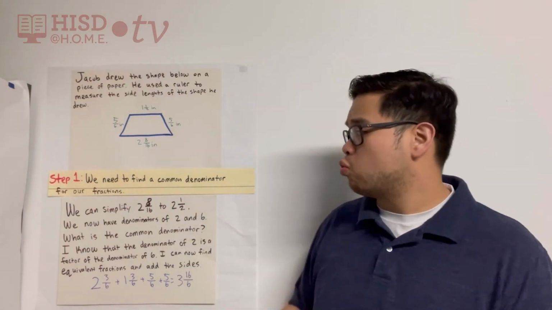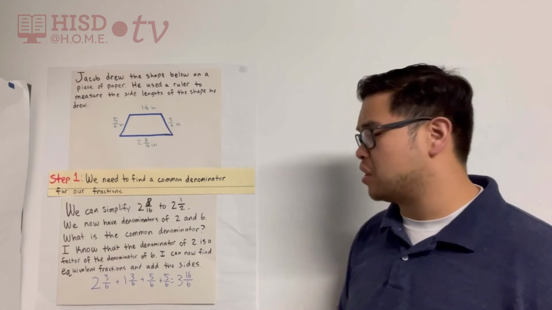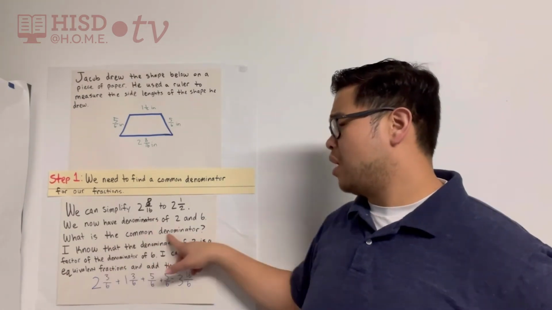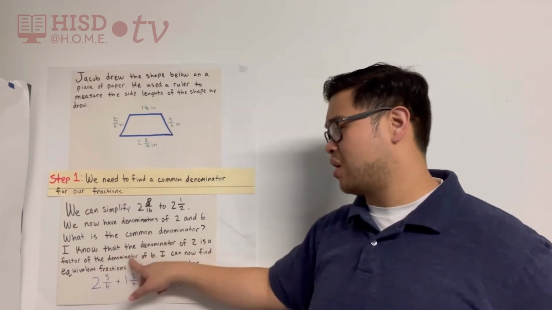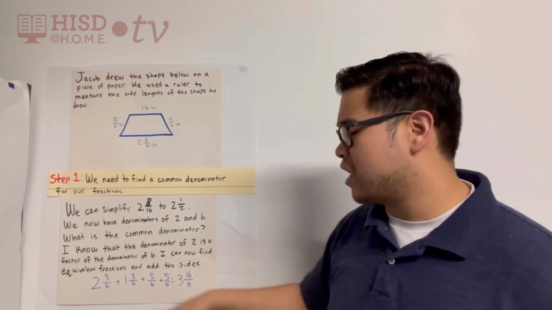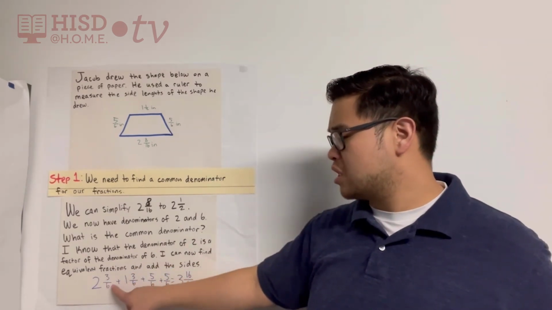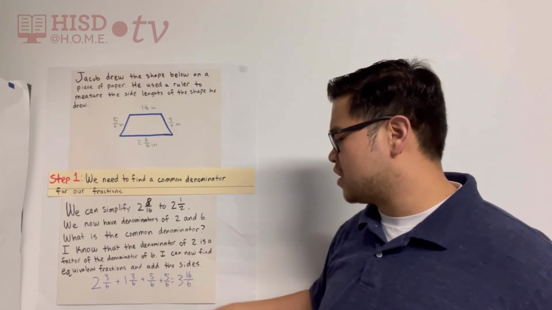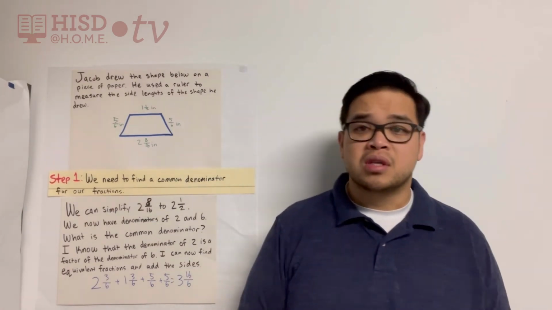Okay, so we're finding our common denominator for our fractions because it makes it easier for us to add the fractions together. What is a common denominator? I know that the denominator of 2 is a factor of the denominator of 6. I can now find equivalent fractions and add the sides. So now we have 2 and 3/6 plus 1 and 3/6 plus 5/6 plus 5/6, and that equals 3 and 16/6. Okay, let's move on to the next step.